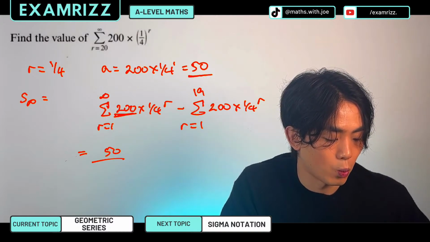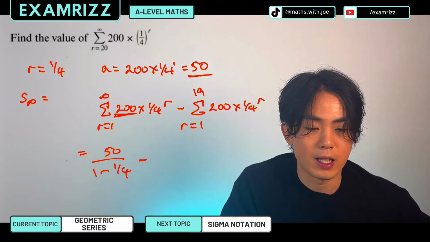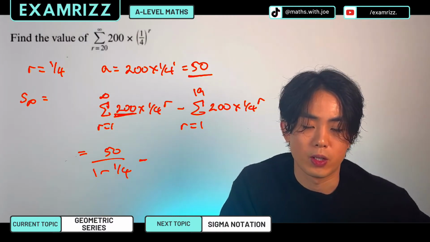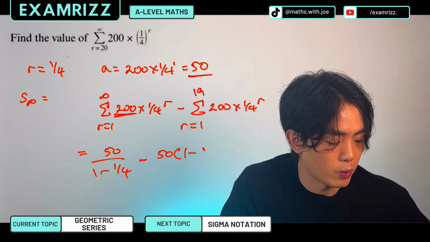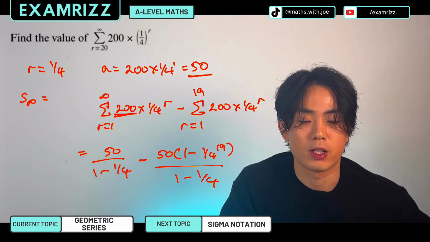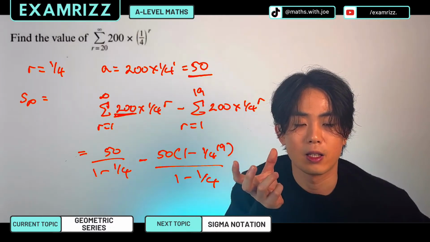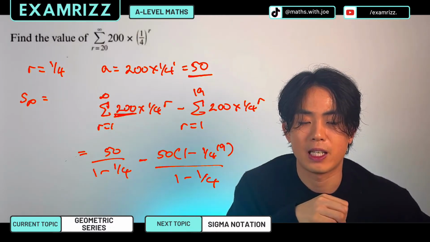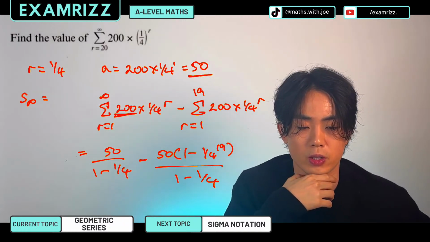So 50 over 1 minus a quarter, a common ratio. Subtracting. Now here, we should use the sum equation, not the sum to infinity equation. So 50 times 1 minus 1 over 4 to the power of 19, over 1 minus 1 over 4. I'm not going to work this out, but you can just plug it into a calculator. But this is how you apply the geometric and arithmetic sequences and series to find sigma notation equations.